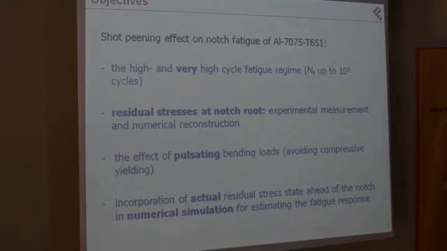So we carried out some experimental measurements in the region of the notch. And finally, we want to investigate not reverse bending fatigue, but pulsating bending fatigue, in order to avoid the compressive yielding of the material and to avoid this effect that can dictate the behavior of the material.